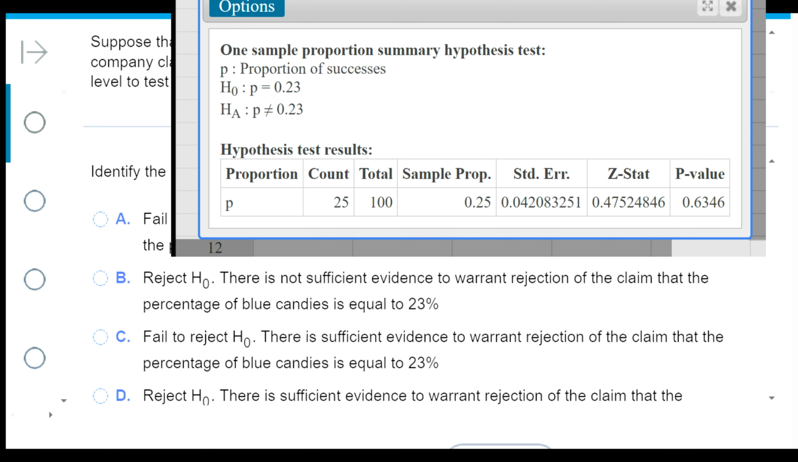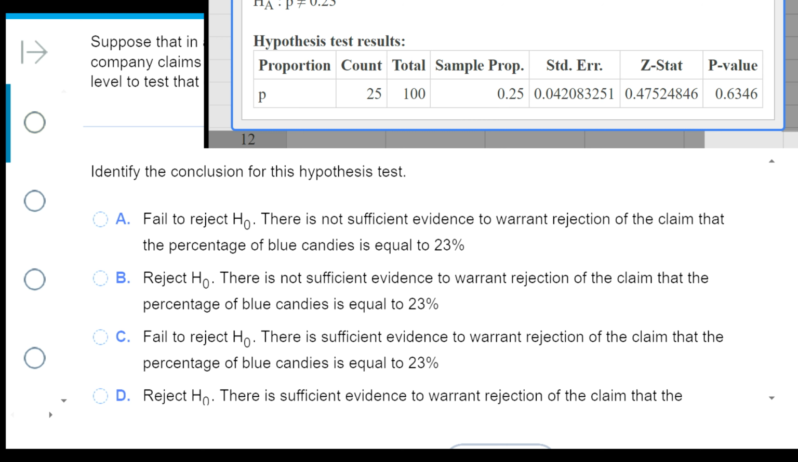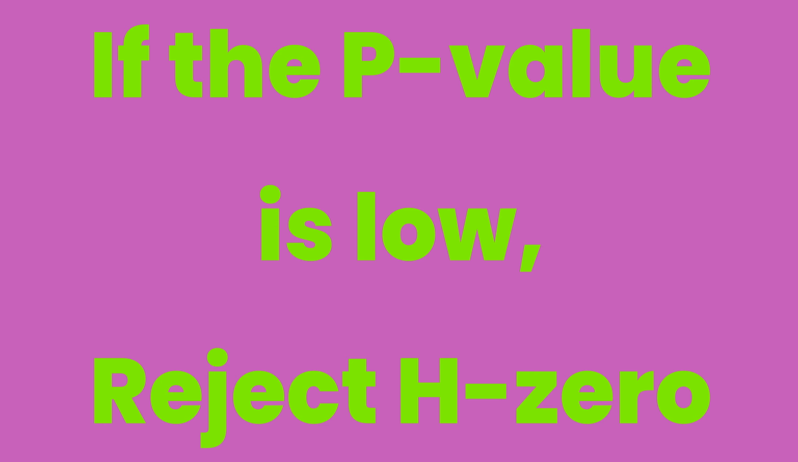Okay. Now they want the conclusion. Here is the very shortest, most simple, easy to remember thing that I can give you to help you with your conclusion. I mean, it rhymes. I would hope that helps lend itself to being remembered. If the p-value is low, reject H0. H0 being the initial hypothesis.